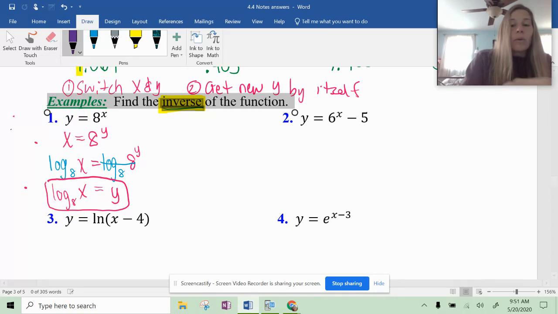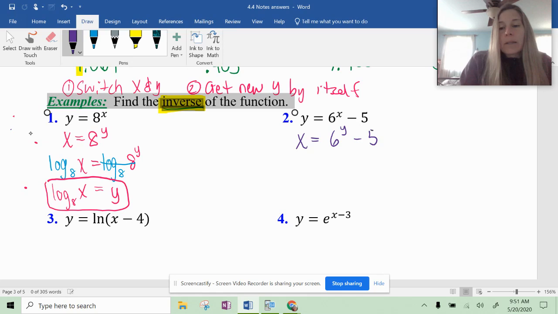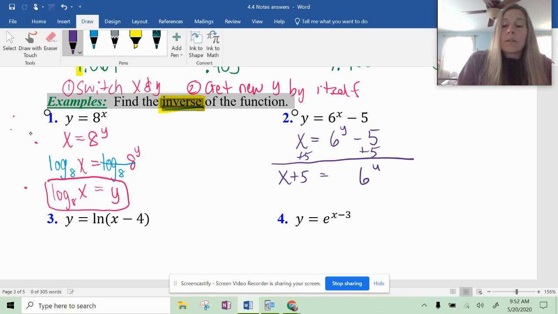All right, so let's try that with number 2. First thing I'm going to do is switch the x and y. So I have x equals 6 raised to y minus 5. Before I can get the y by itself, I need to move this 5 over, so we're going to do that first. Now I have x plus 5 on this side, and 6 to the y power on that side. In order to get rid of the 6 so that the y is by itself, I need to log it. I have to give it a base of the number I want to cancel, which is 6. And then we do the same thing on the other side.